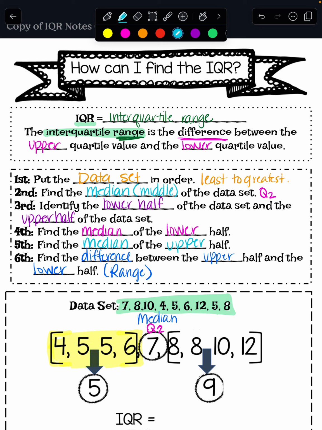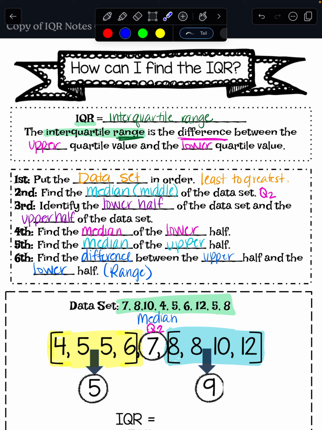And then I'm going to take everything to the right of it, and this is going to be my upper half, or the bigger numbers. These are the bigger numbers. The lower half is the lower numbers. I did not include the median in this because there's only one number.